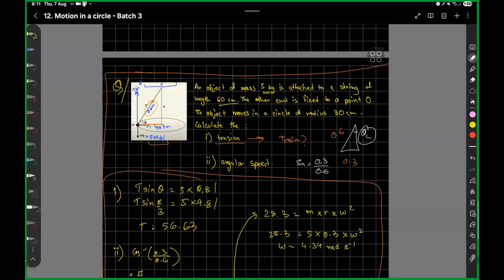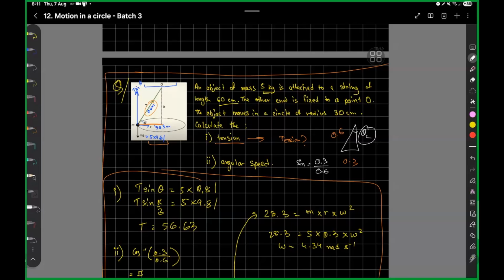I'll repeat it. I'll move on to today's part, which is vertical circular motion. But before that, I just want to make sure this problem solving part is doable for all of you. If you don't get the answer, do let me know as well.